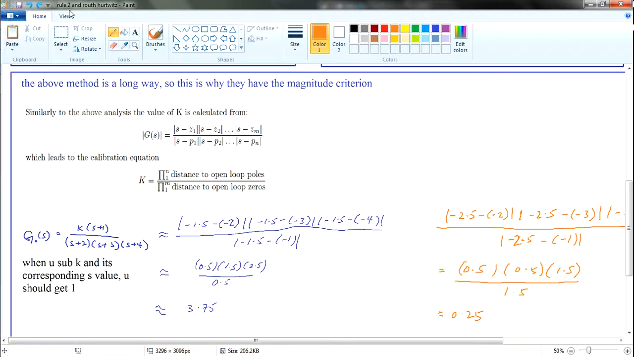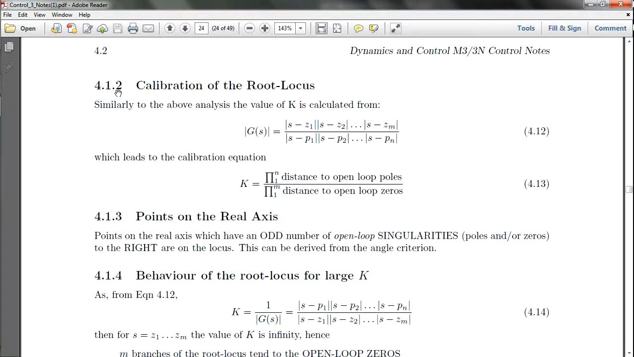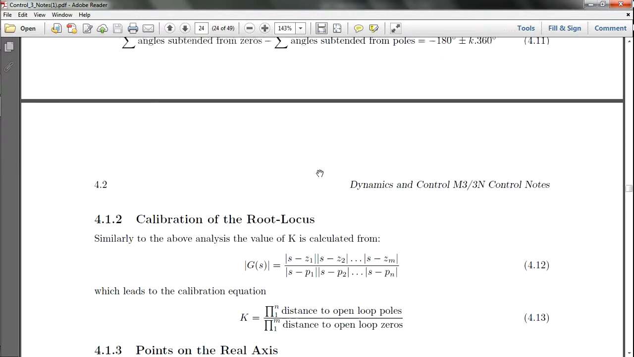So this is actually rule 2, the magnitude criterion. Let me bring you back to something else. This is actually 4.1.2, which is the rule 2 that I'm talking about. So G of s is equal to all these things, and it is saying that k is equal to the multiplication of all distances to open loop poles divided by the multiplication of distances to open loop zeros. So what does all this mean, and how does it come about?